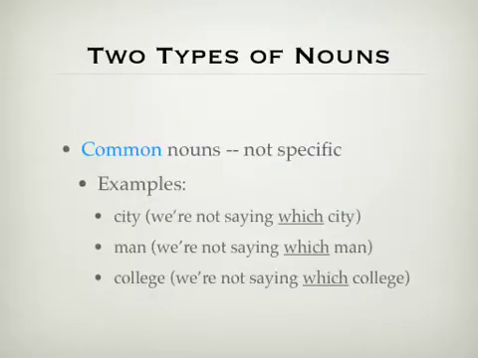Two types of nouns. Okay, we know they're persons, places, or things, but one type or category of noun is called a common noun. These are nouns that are not specific. So examples, let's look back to the last slide. I said city was a noun, and that's true. Now, I didn't say give you the name of a specific city. I didn't say Phoenix, I didn't say New York, I didn't say Belfast, I didn't say London, I just said city. Because we're not naming a specific city, it is a common noun.